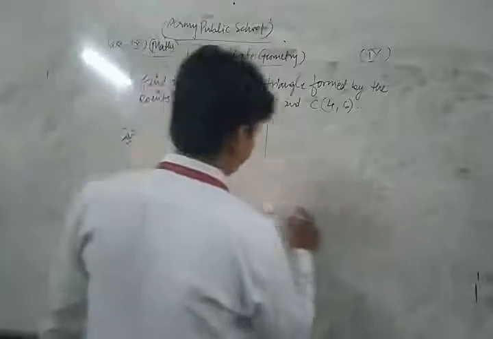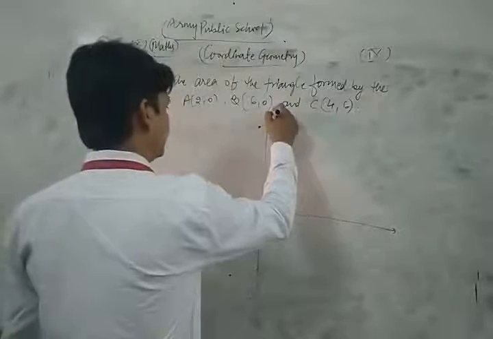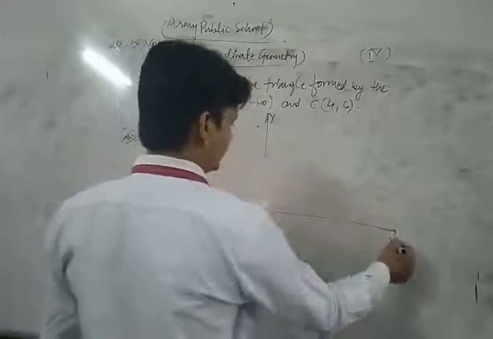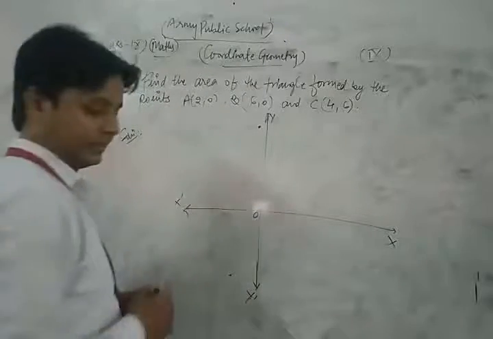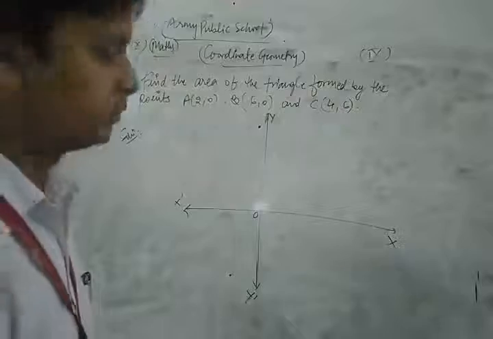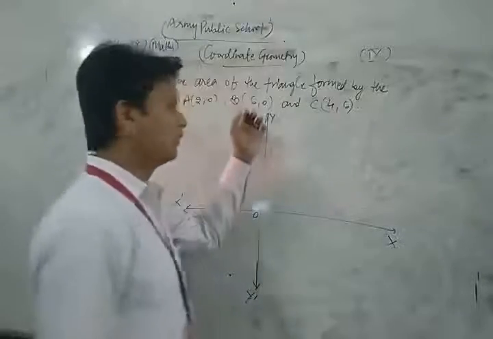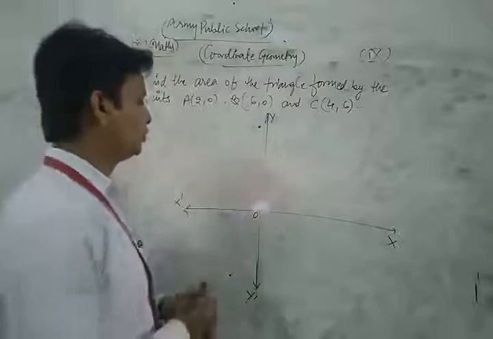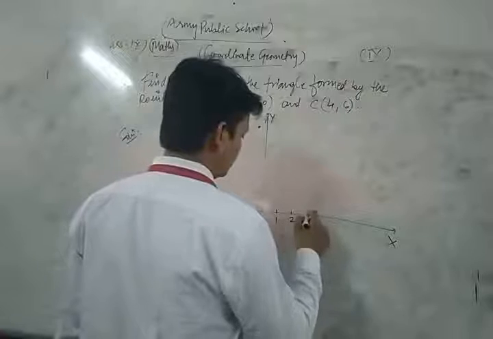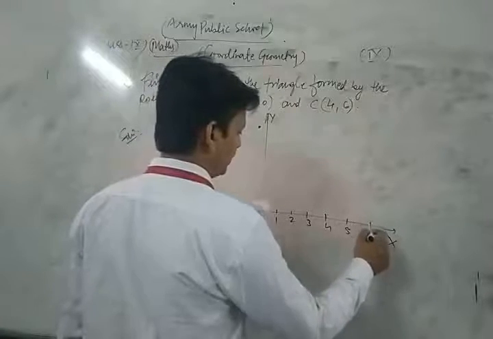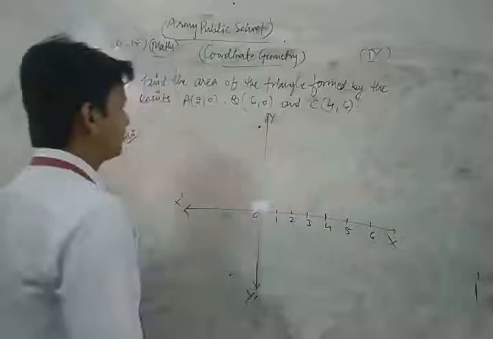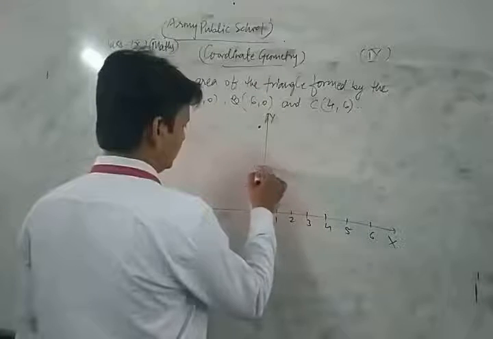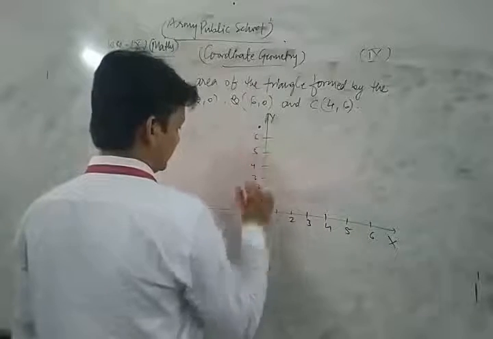First of all, we draw the axes, Y' and X'. Now, dear student, first of all we plot all these points. Now point A(2,0). So first of all we mark 1, 2, 3, 4, 5, 6. This is the positive direction of x, and this is the positive direction of y. This is 1, 2, 3, 4, 5, 6.